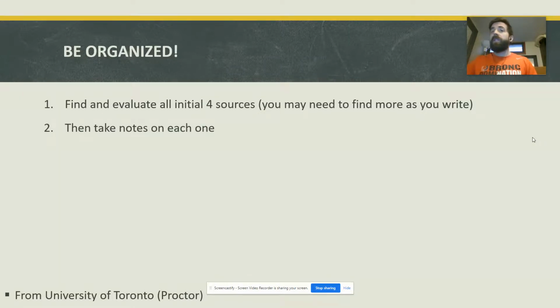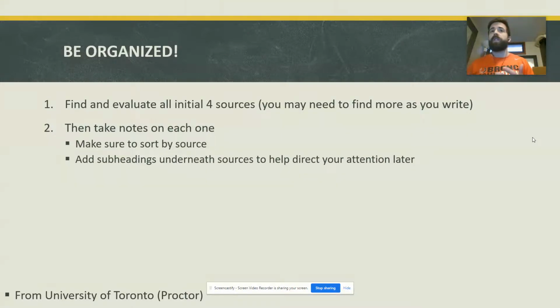Then take notes on each one, and be sure to sort your notes by sources, and give yourself headings and subheadings and details. Because if you're taking all of your notes in one big document and it's just 80 bullet points, that becomes really difficult to sort and filter when it comes time to write. But if you have them sorted by, say, pros of gun control, cons of gun control, opinions on gun control, you can have those different topics and subheadings that can help you move a lot faster through the writing process.